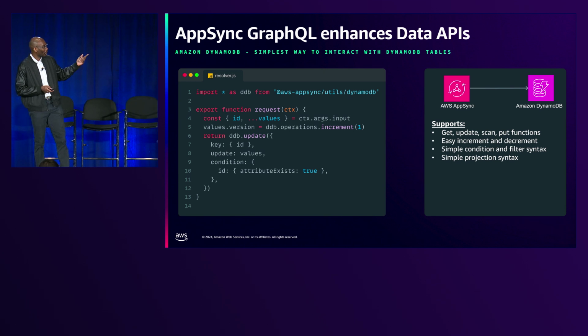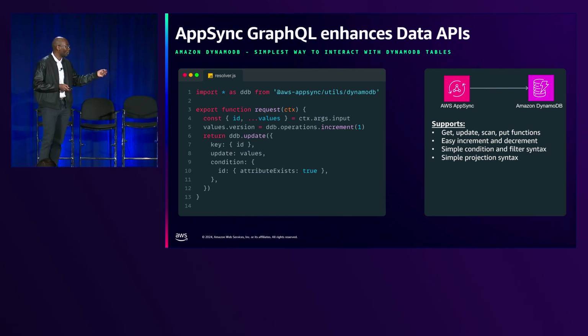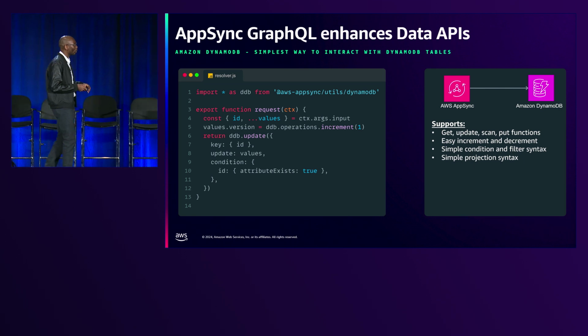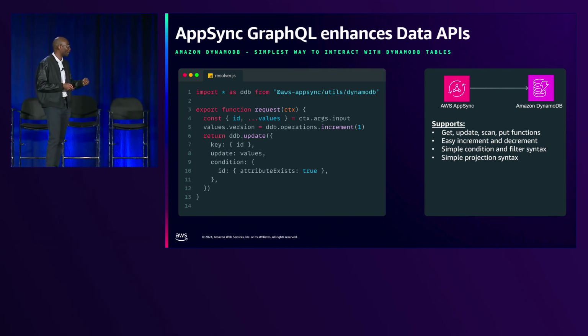And then doing something like an update here with a condition and an increment of a field, something that is pretty gnarly to do with the regular DynamoDB syntax, can be done really easily in simple JavaScript.